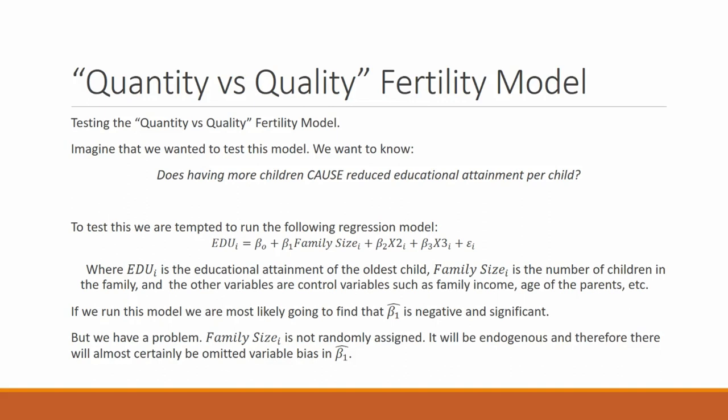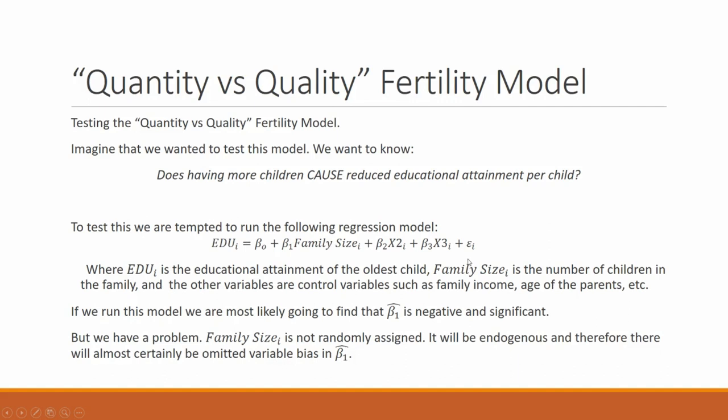Now, we might initially be tempted to run a regression model like the one that you see here. So let's say we have a regression model, and we want to know, does family size, does having additional children, cause the children to get lower education, poorer educational attainment? This regression model would be where the education level of, let's say, the oldest child is regressed on family size and some other independent variables, control variables. Okay, we really want to know, how does family size impact education? And so we might run this regression model.